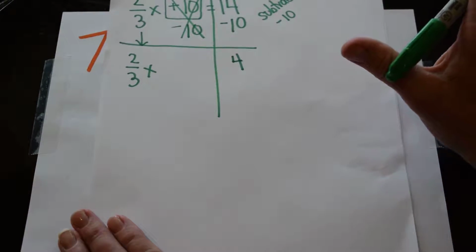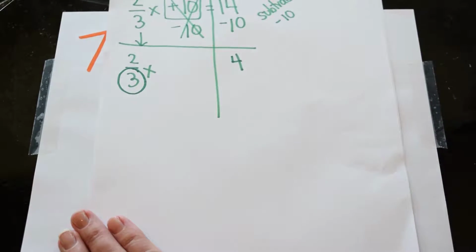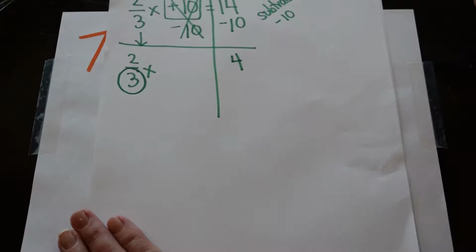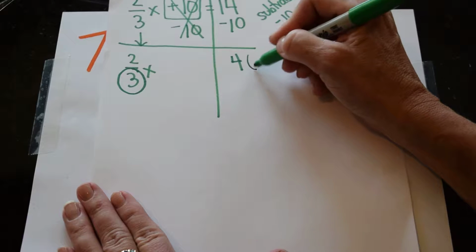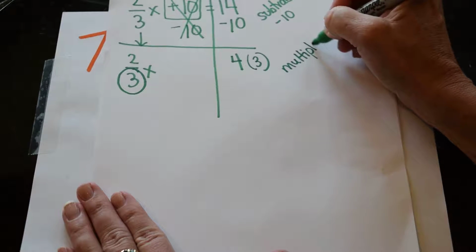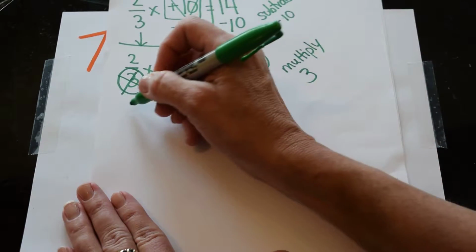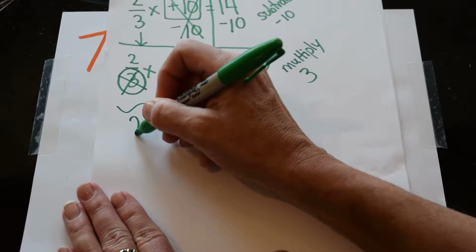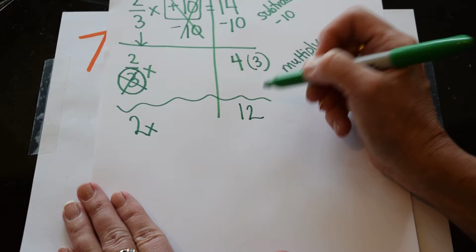This is a cheater way to get rid of it. First thing we're going to do is look at our denominator, which is the bottom number, which is 3. And we talked about in class that we're going to knock it out of there, and when we knock it out of there, we move it over here, and we're going to multiply by 3. So when we do that, it goes away on this side. We're left with our leftovers again, which are 2x. Now we have 4 times 3, which is going to give us 12.